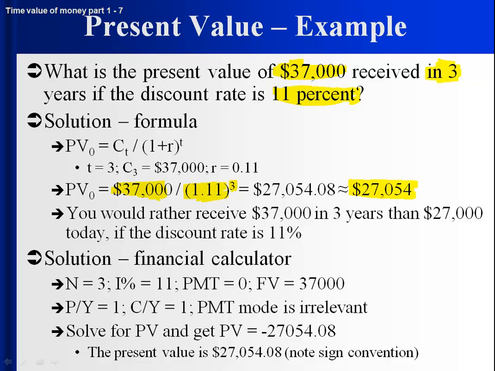If you want to use your financial calculator, you'd receive 37 in 3 years with a discount rate of 11%. There's no other cash flows. There's none of these regular interim cash flows. You solve for PV and notice you get the negative sign, so it's the opposite of the present value of this. So the present value of 37,000 in 3 years at 11% is 27,054.